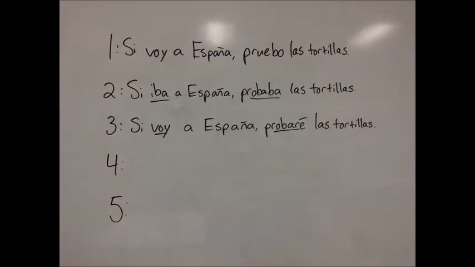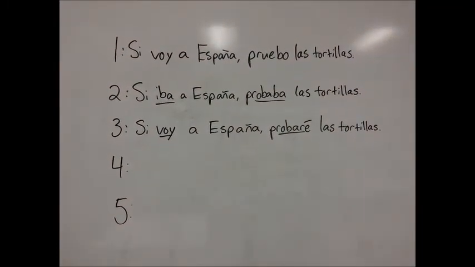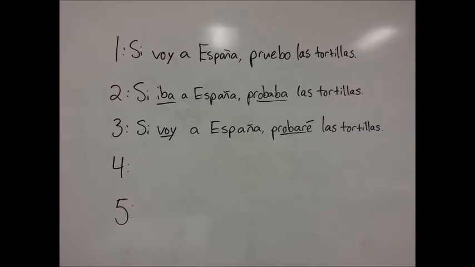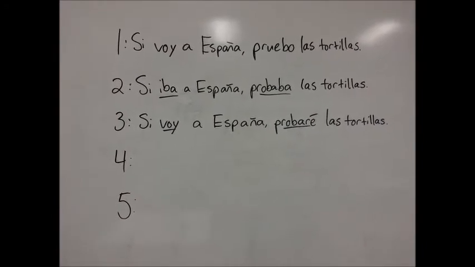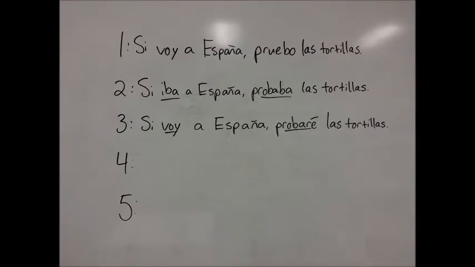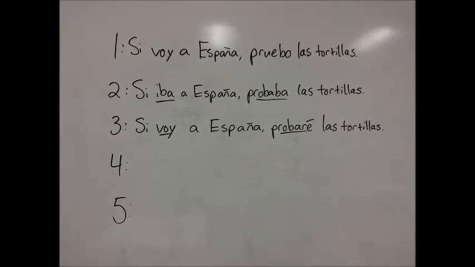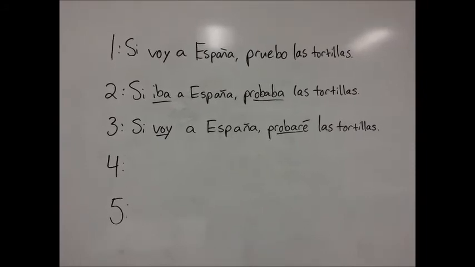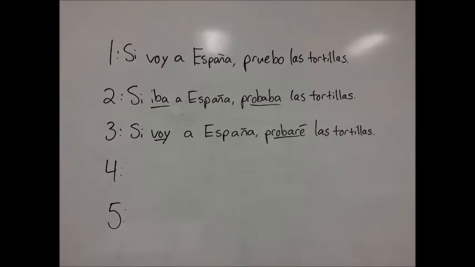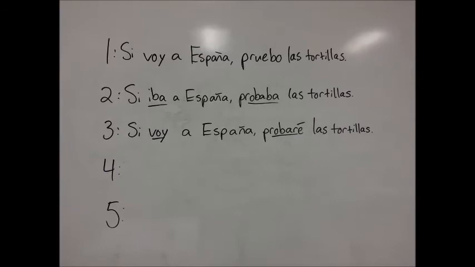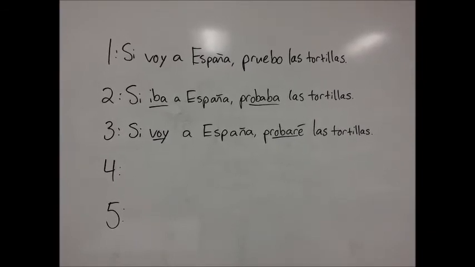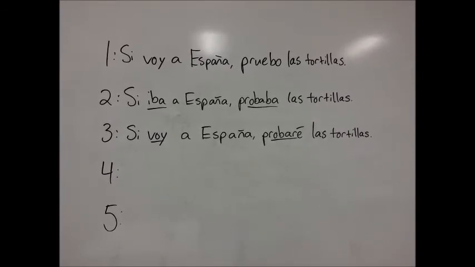Here's what the sentence looks like in dos punto punto, el pasado, and tres punto punto, el futuro. In dos punto punto it's si iba a España, probaba las tortillas. En tres punto punto it's si voy a España, probaré las tortillas. You'll find out in a later video why the first verb is still in the present tense.